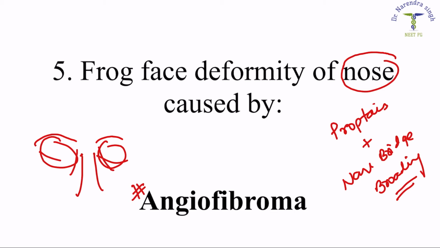So frog face deformity of the nose, that is angiofibroma, leads to nasal bridge broadening, and later in the course of angiofibroma, when it increases in size and spreads, we can see proptosis, but usually it's unilateral, and in rare cases can be bilateral also.